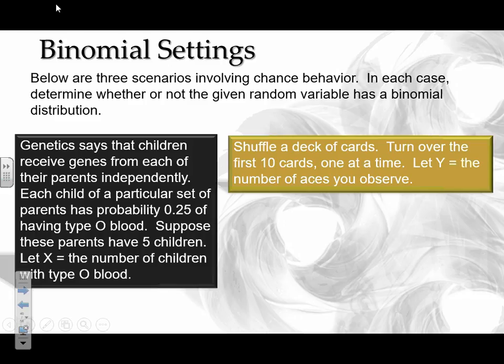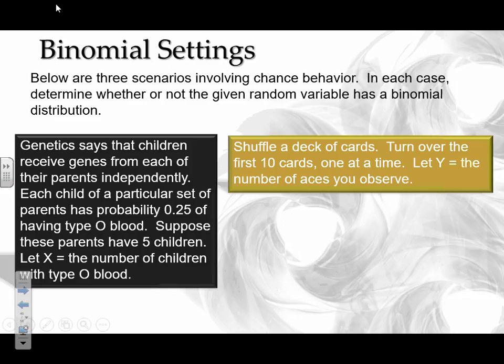Are the trials independent? No. Why not? Because once I flip a card, what's happening? I'm changing the possibilities for future cards to be an ace or not, right? So I'm changing my probability as I flip.